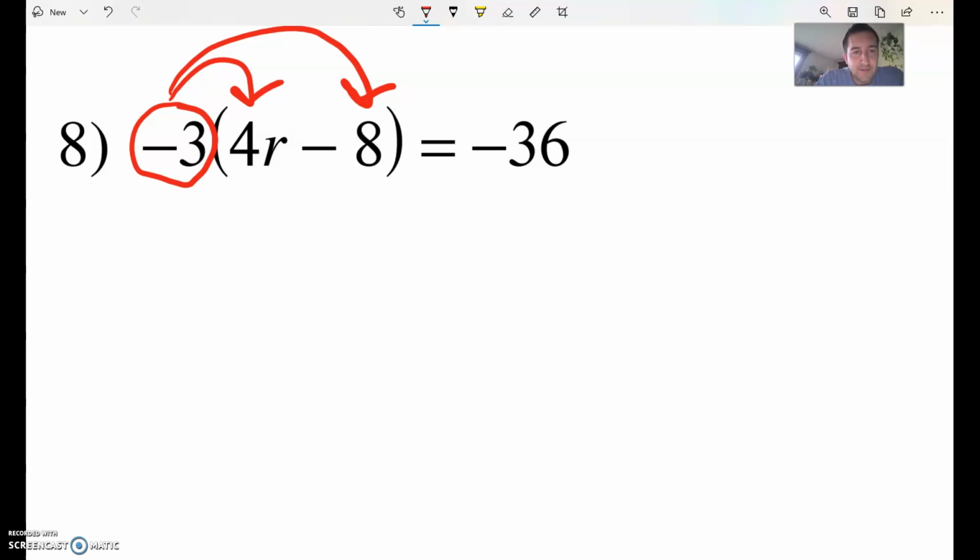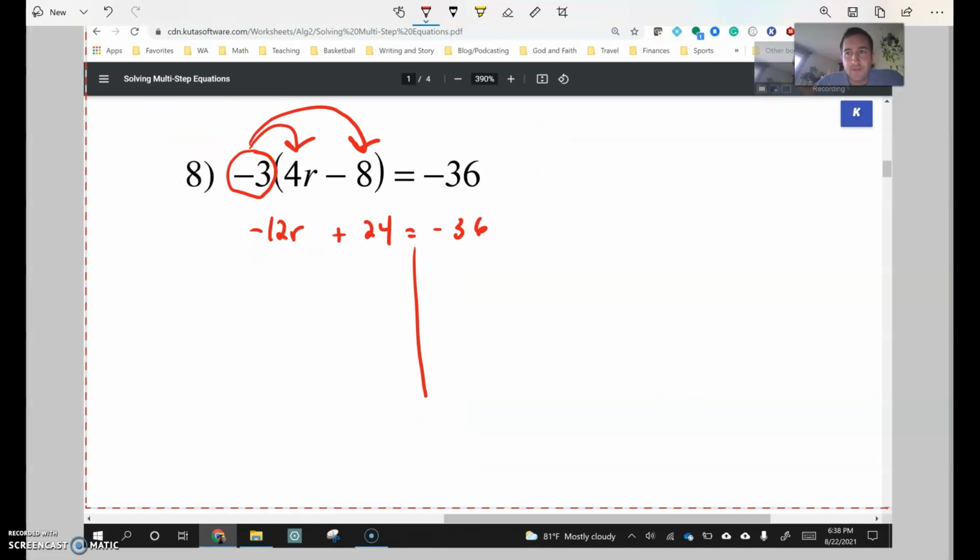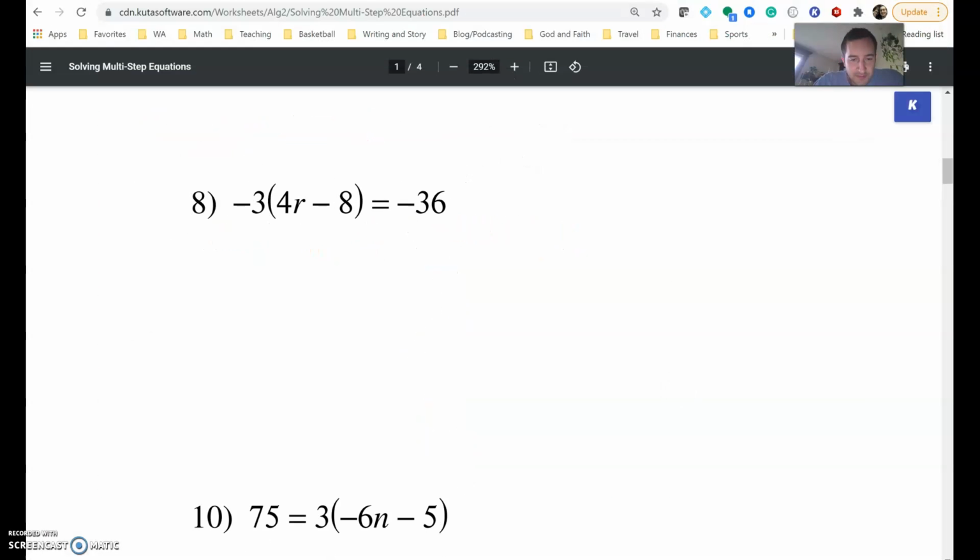So negative 3 times 4r is negative 12r. And negative 3 times a negative 8 is a positive 24. This then becomes our new equation, and we solve it just like we did the previous two. Find our variables, draw our line down from the equal sign, move stuff over using inverse operations, and you can solve that one.